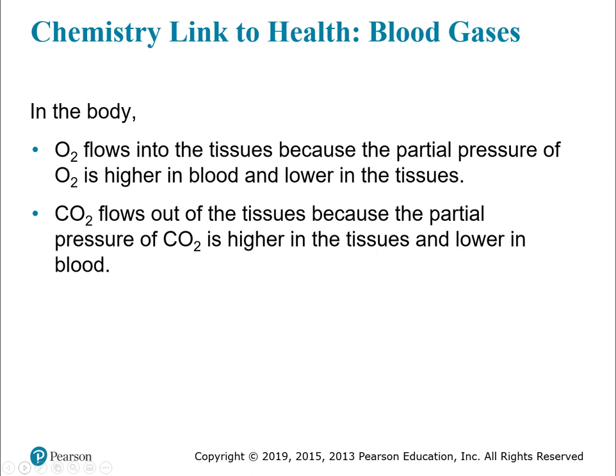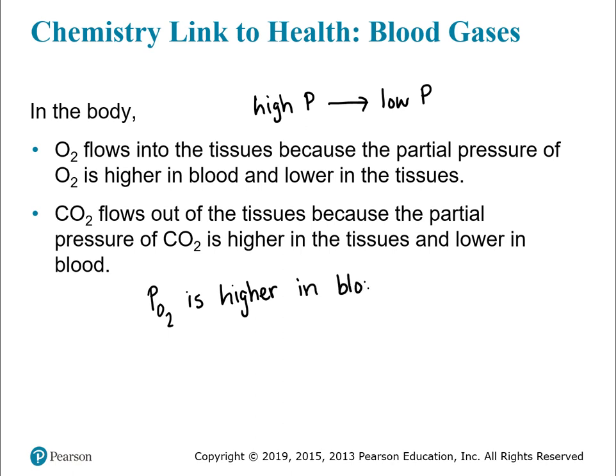The oxygen in your body flows into the tissues because the partial pressure of oxygen is higher in your blood than it is in the tissues. So it travels from a high pressure to a low pressure to kind of balance itself out. The carbon dioxide, it's the opposite. So we have carbon dioxide in the tissues that's higher, and it flows out to the blood because the partial pressure of the carbon dioxide in the blood is lower. So the pressure of the oxygen is higher in blood. The pressure of carbon dioxide is higher in your tissues.